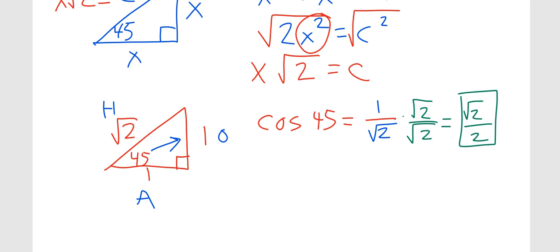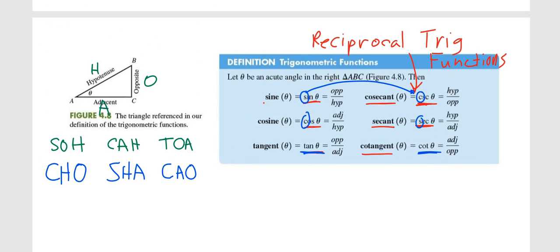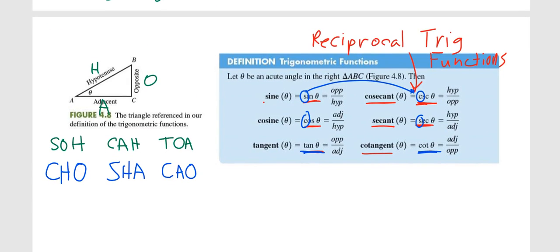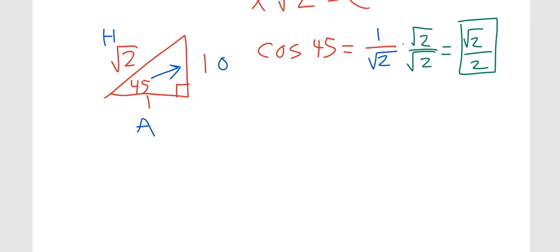Yes. Well, how did you get that? Wait, I'm confused. How did you get that? They asked me. Okay, good question. They asked me for all 6 trigonometric functions. So I just started with cosine. It doesn't matter which one you start with. I have to find all 6 of these. Oh, okay. So, good question. Sorry. I skipped over that really quick.